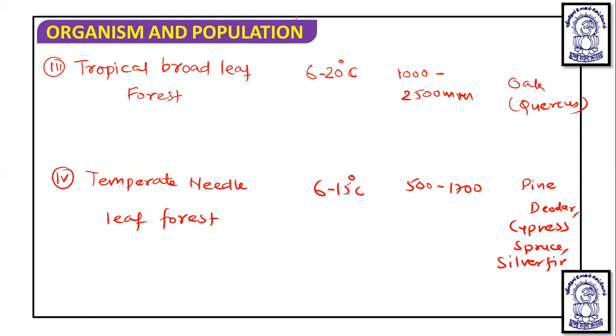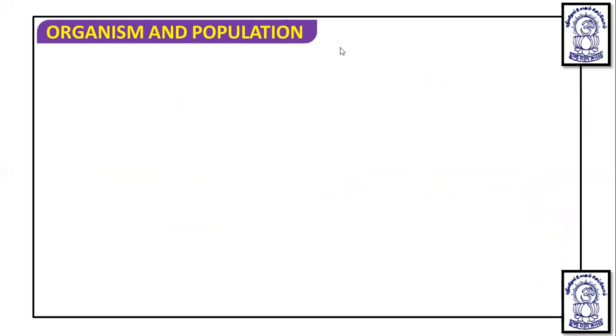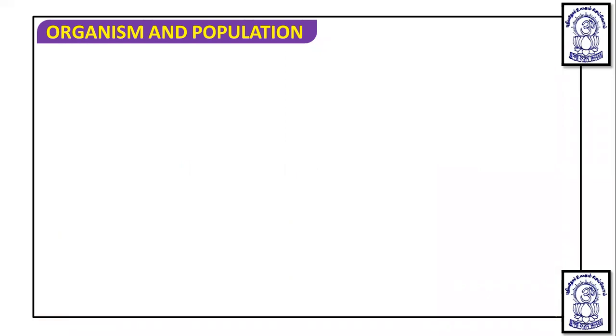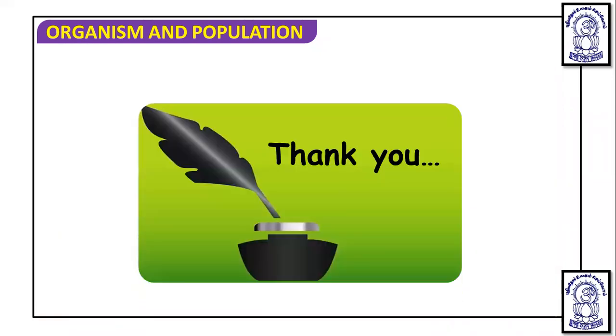Okay, I hope you understood well, and this is all about the biomes. Now, these biomes are shown in this diagram that you should remember. This is the major biome of India. This is the tropical rainforest. Then this is the deciduous forest. This is the desert, and this is the sea coast. Okay, so this is all about the major biomes of India. Okay, so I hope you have understood, and that is all about the levels of organization and the different biomes. Thank you.